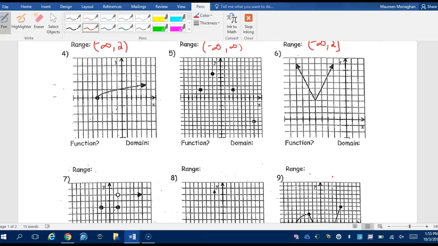The next one, is it a function? Yes. Domain, here's the origin, 1, 2, 3, 4, 5, so negative 5 to infinity. Inclusive, and from 0 to infinity, and that should have been inclusive. My bad. All right, function, yes.